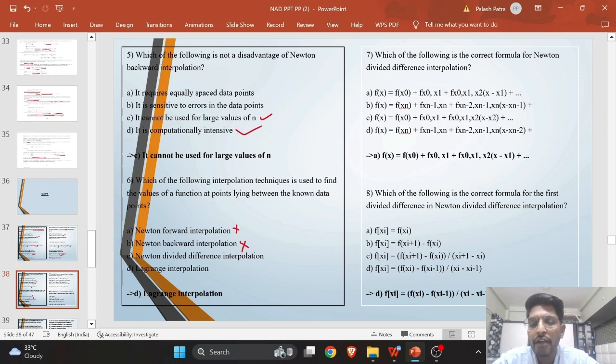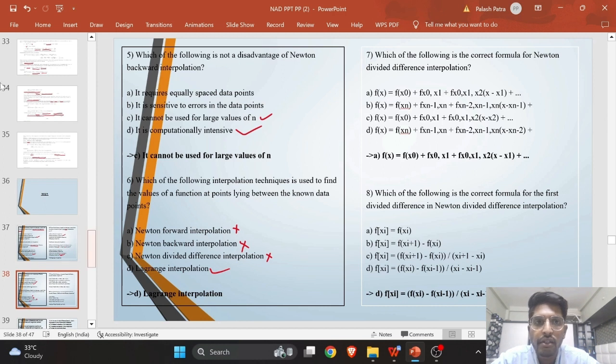And Newton divided difference, which leaves us with options C and D. Option C is Newton divided difference and option D is Lagrange's interpolation. As we already know, Lagrange's is the correct option here, as Newton divided difference interpolation is used to calculate the value outside the range of the function. So this is also the wrong option, which leaves us with option D, Lagrange's interpolation. So option D is the correct one. Lagrange's interpolation is used to calculate the value of the function lying between the data points.